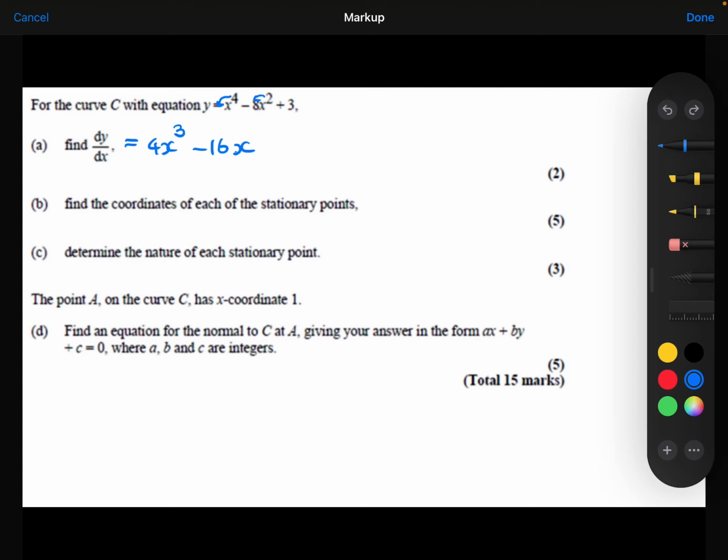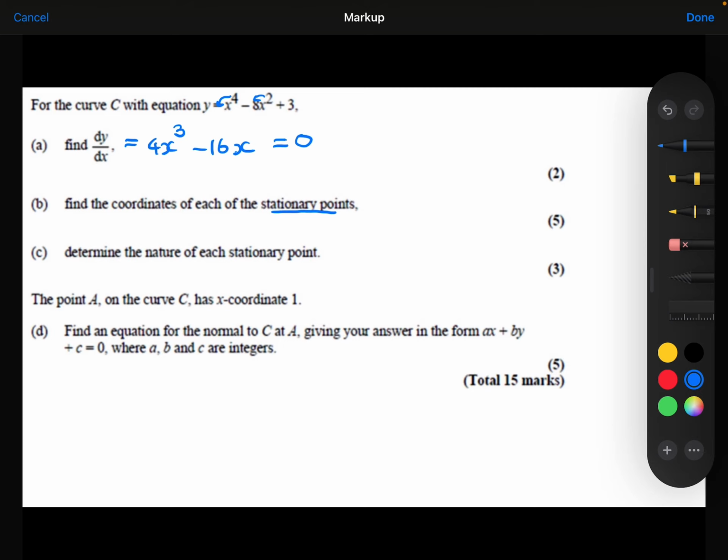Part B says to find the coordinates of each of the stationary points. Now I know at a stationary point the gradient is equal to 0. So all I need to do here is to take my gradient function that I found in part A and make it equal to 0. And we're then going to solve that.